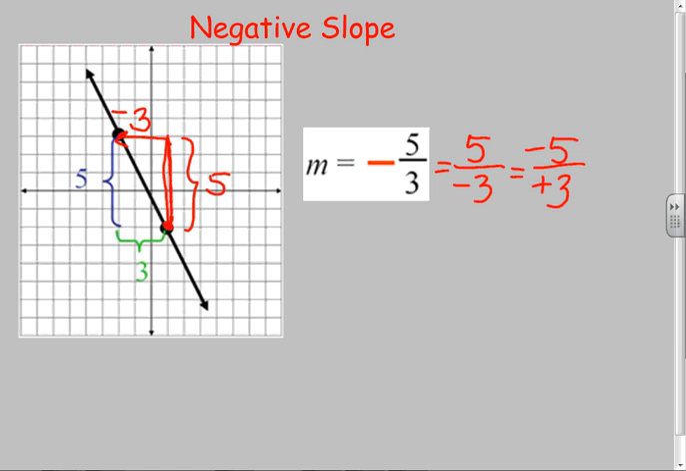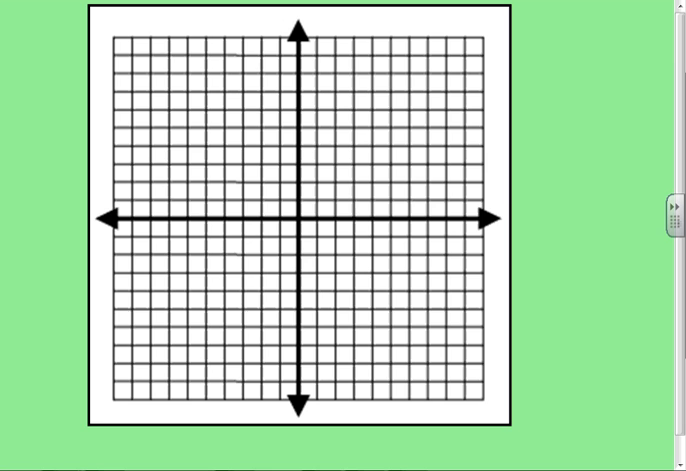You can look at the graph and just count the spaces if you want and say, oh, I'm going down the hill, so it's going to be negative. Sometimes I do it that way. Doesn't really matter. We have a lot of practice here to practice with this.